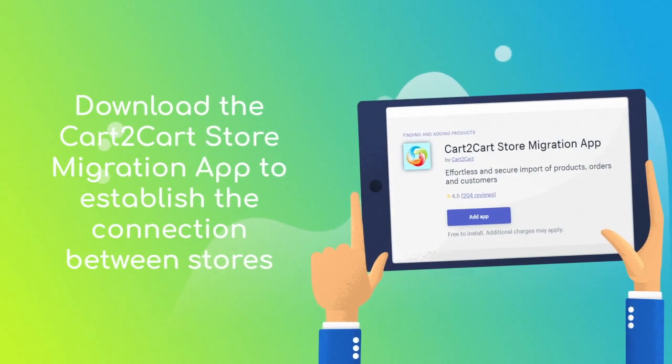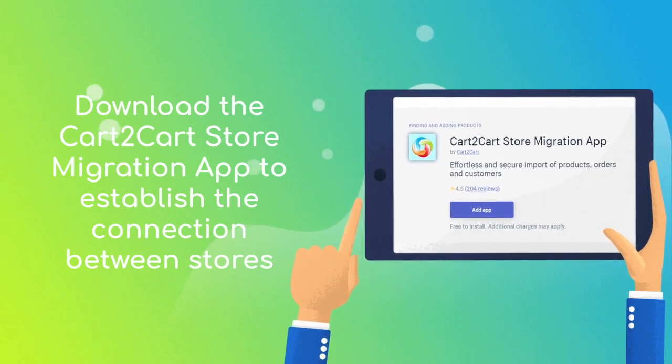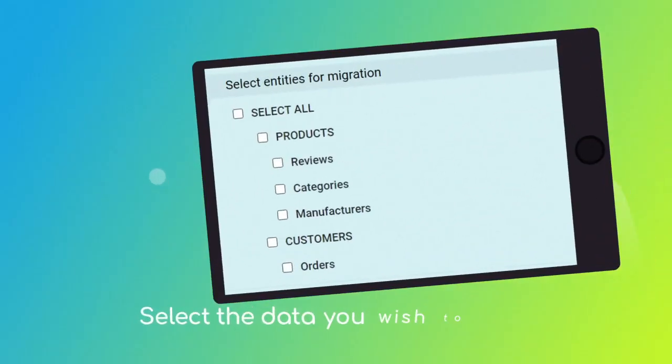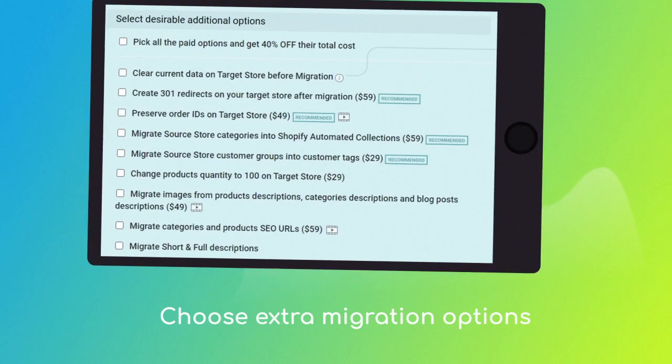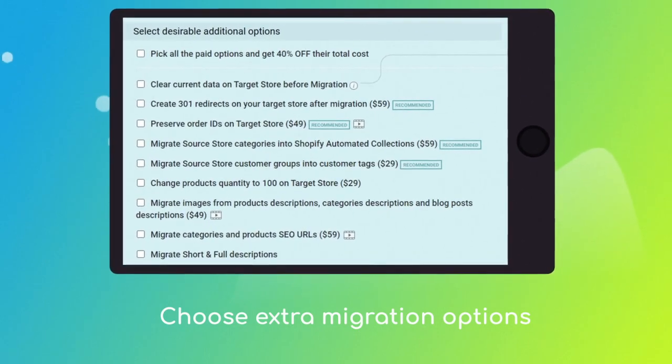Download the Cart to Cart Store Migration app to enable the connection with your Shopify. Next, click the Choose Entities button to select the data types you'd like to migrate to Shopify. And choose the additional options, like Automated 301 Redirects, Migrate Categories and Products SEO URLs, Preserve Order IDs, etc.